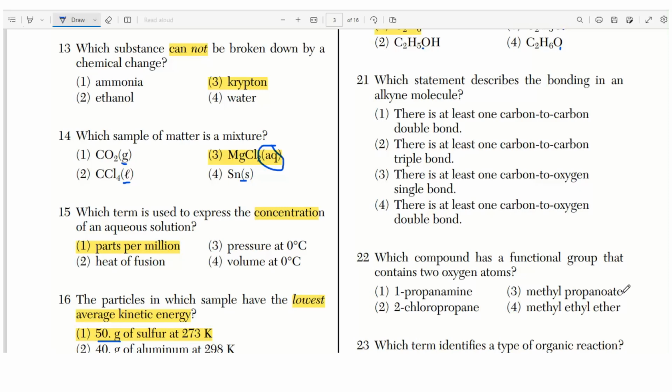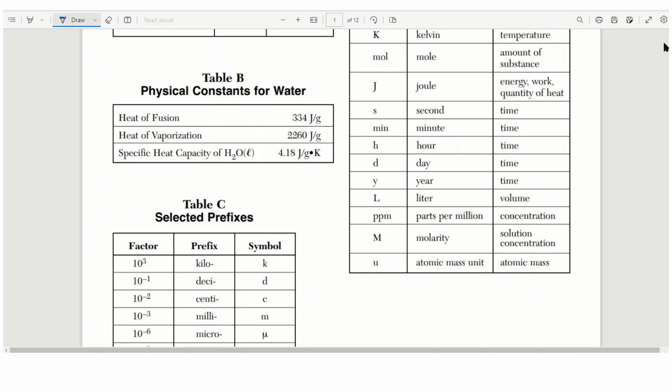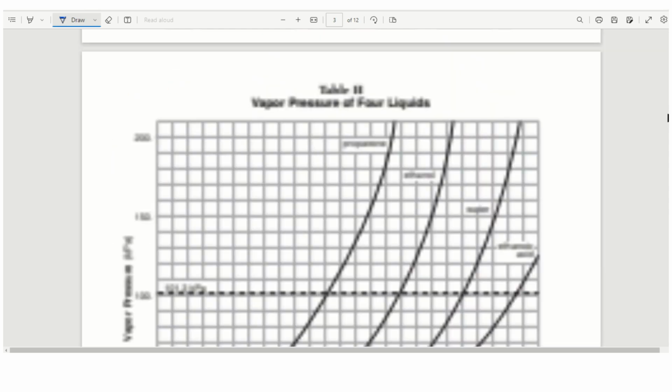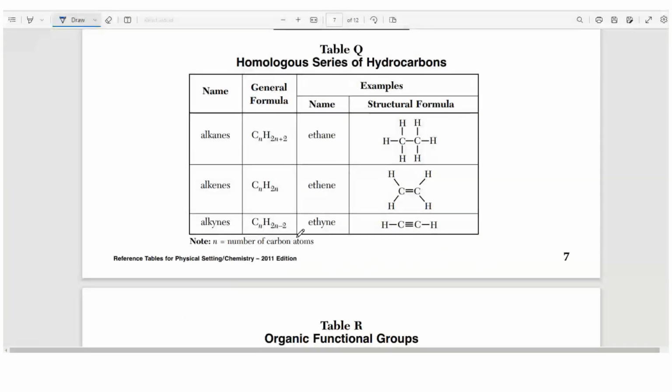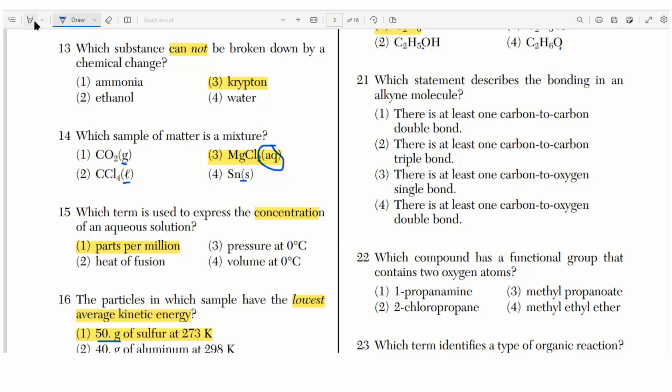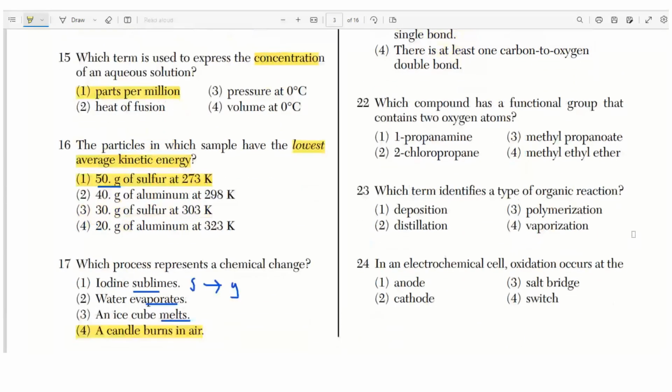Which statement describes the bonding in an alkyne? If you don't remember, use the reference tables, and you're going to want to go to Table Q. So in an alkyne, look at the picture. Look what kind of bond you have. So there is at least one carbon-carbon triple bond.